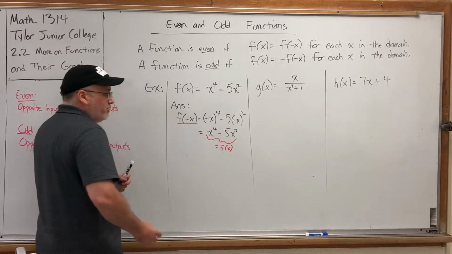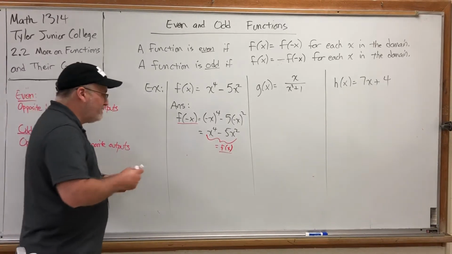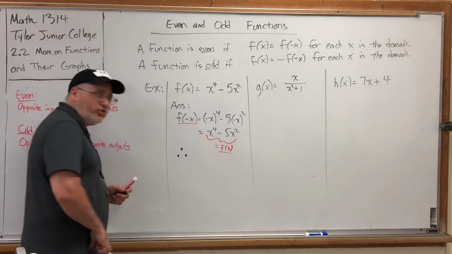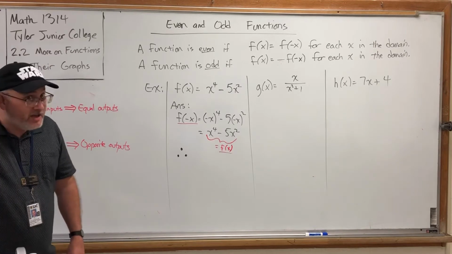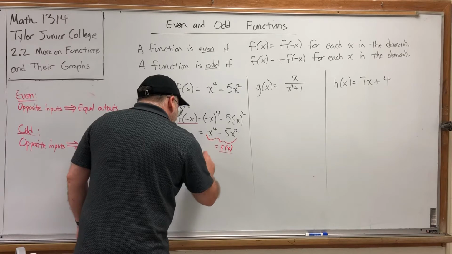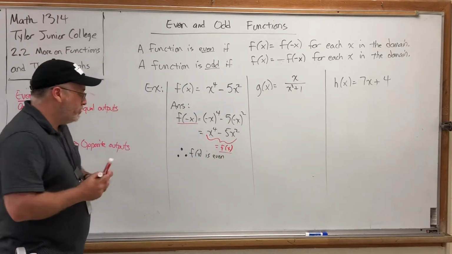Since evaluating the function at a negative is the same as evaluating it at a positive, that means that f of x is even. I don't know if you've seen the symbol before, the 3-dot triangle. It's a symbol for the word therefore, mathematically. It means we're about to draw a conclusion. Therefore, f of x is even. There is no need to check if it's odd, and here's why.